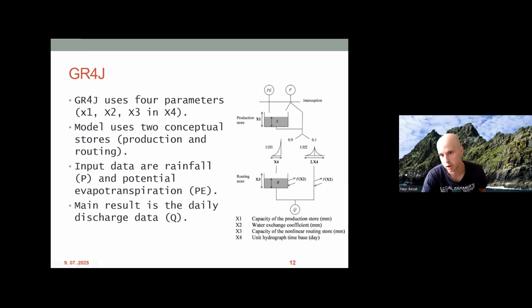So this is the basic structure of the model that we'll be using, but I will not go into the details. If you're interested, you can check the web page. You can also check this presentation. But as I said, the model is relatively simple. It uses only 4 parameters, so the names are quite simple: x1, x2, x3 and x4. It uses the production store and routing store, and then simple calculations also using some kind of unit hydrograph theory. The input data is the precipitation and the potential evapotranspiration, and the main output is the discharge. So the daily simulated discharge is the main output.